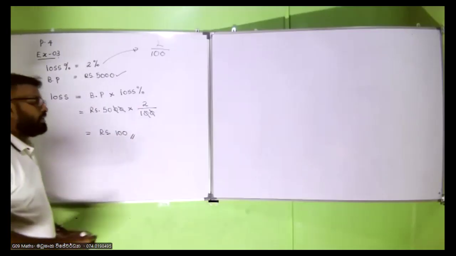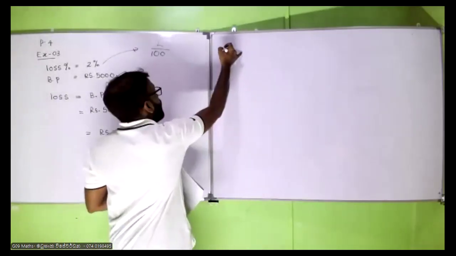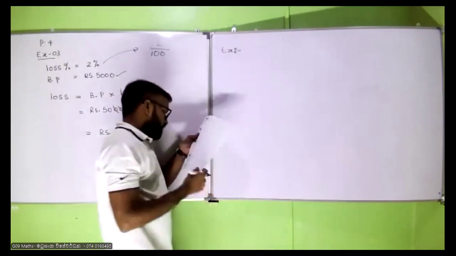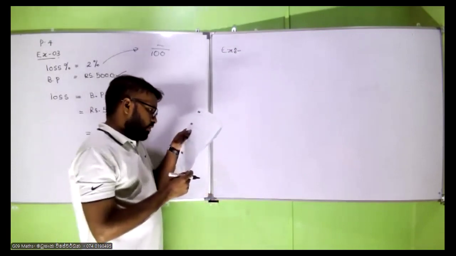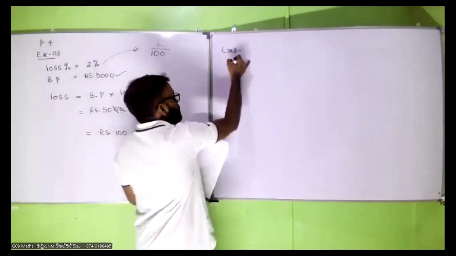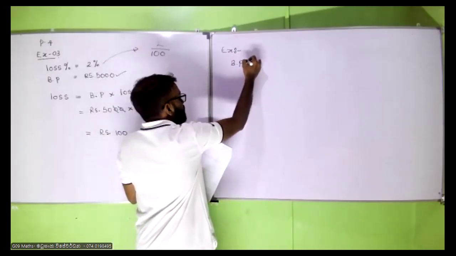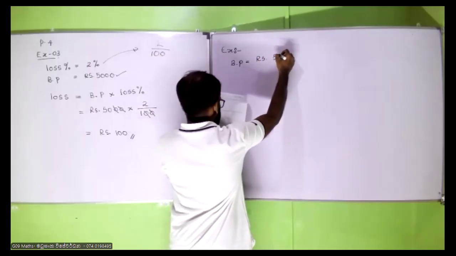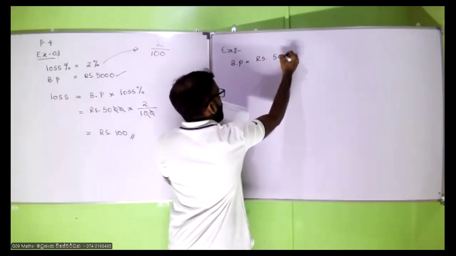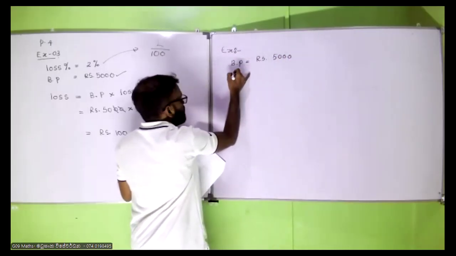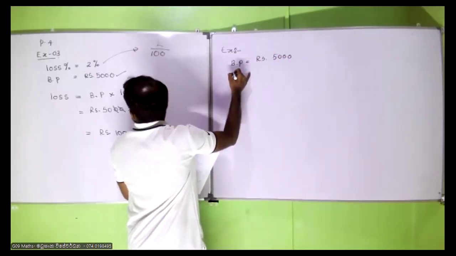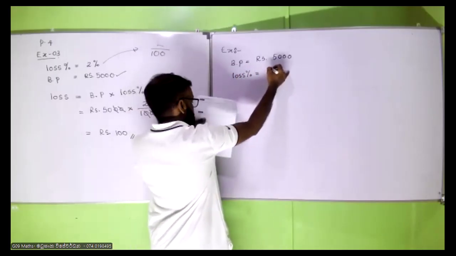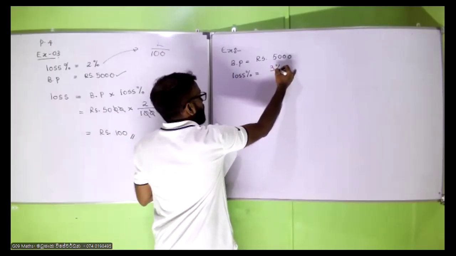Example number 4. A vendor buys a pair of shoes for 5,000 rupees. Buying price again 5,000 rupees. Loss percentage is 3%. What is it?